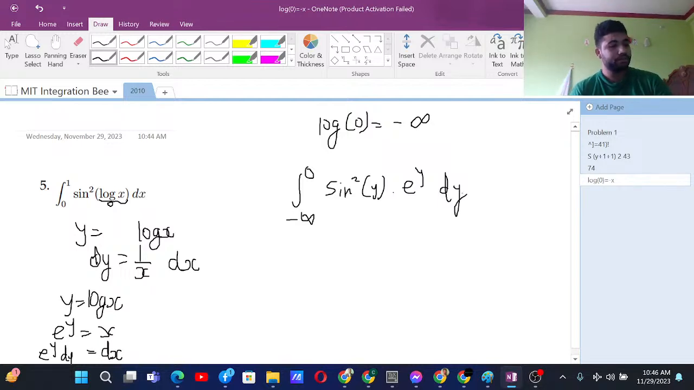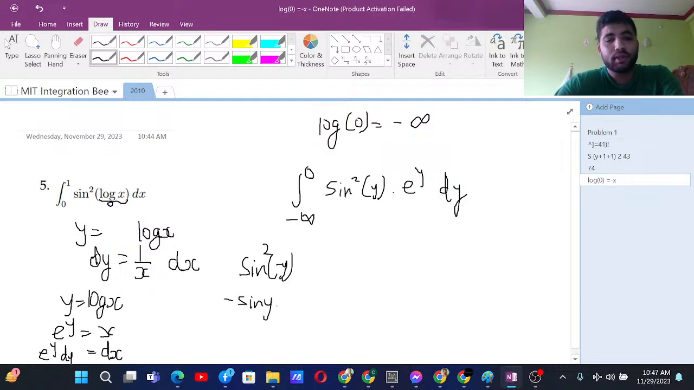Now after this, we can change sine square y into cos, so that it's easier to deal with just first power rather than second power. Also we can make y as minus y. If we make y as minus y, we will have sine of minus y, and then squared, so this will be minus sine y times minus sine y. The product of the two minus signs cancels out, so that's just sine square y.